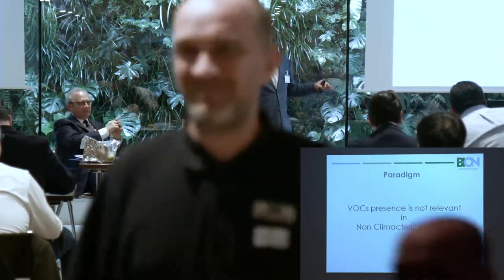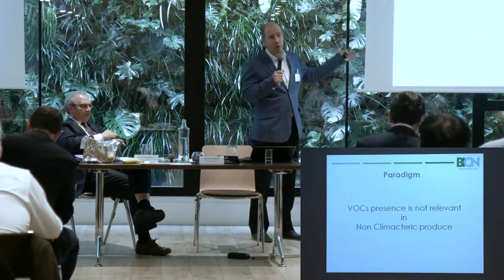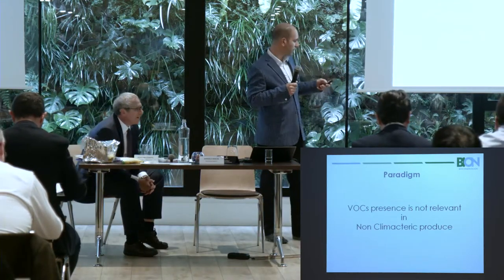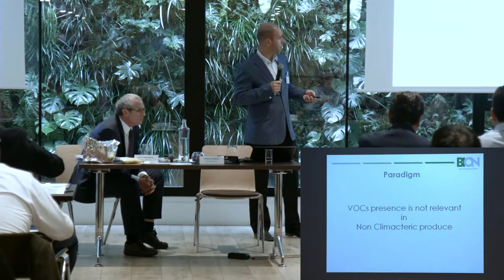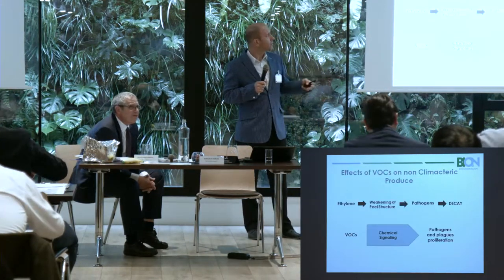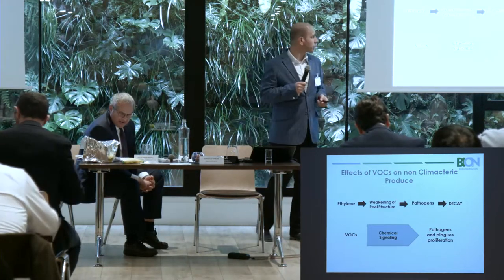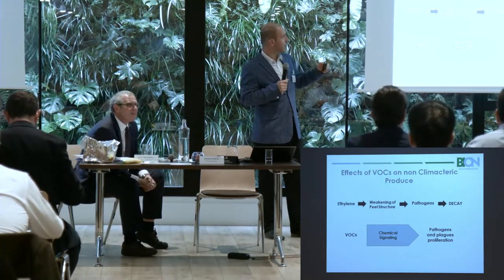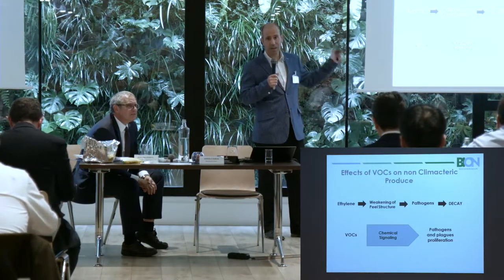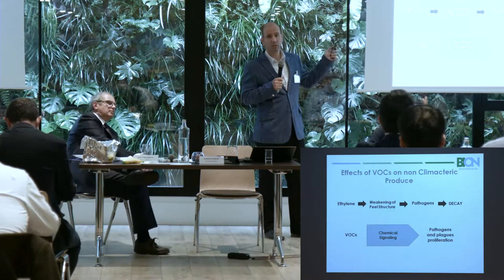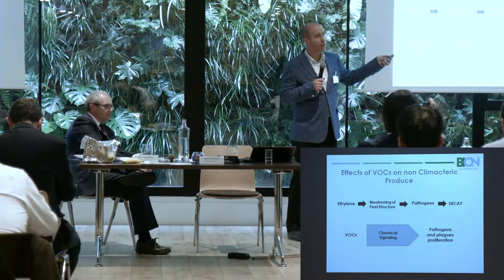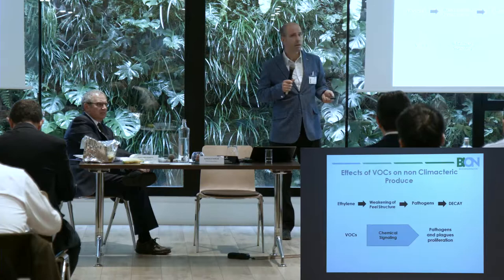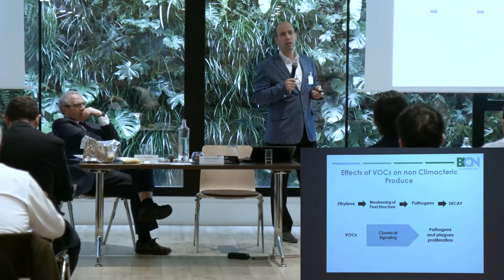And so the paradigm with non-climacteric produce is that VOCs, including ethylene, their presence is not relevant. It doesn't matter if they are there. And as we are going to see, that's not the case. What are the effects of VOCs on non-climacteric products? Well, first off, ethylene has a big impact on not only climacteric produce, but non-climacteric produce in the sense that it's associated with senescence, and for that matter, the weakening of the peel structure. Once you have weakening of the peel structure, basically you have a more vulnerable fruit or organ. And that is a way in for pathogens, and obviously that has a negative effect on the commercial value of the product.